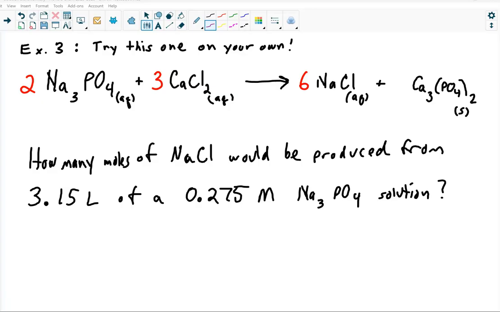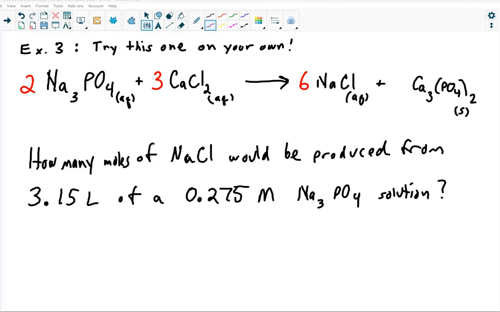So why don't we try this one on your own? I want you to figure out what's your A and what's your B, and let's get to the solution of how many moles of NaCl. My NaCl, when it forms, will be aqueous because we're already in solution, and it's going to make aqueous NaCl. But I just want to know how many moles, not the molarity, not the grams, how many moles of NaCl would be made from that much sodium phosphate. Pretend we have enough calcium chloride to go with it. I'll pause the video and let you work on that for a moment.